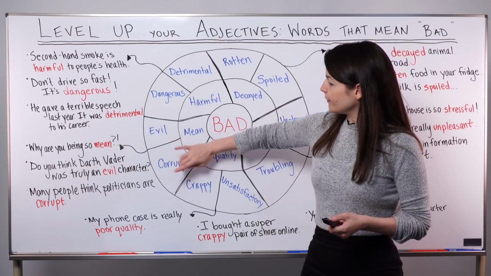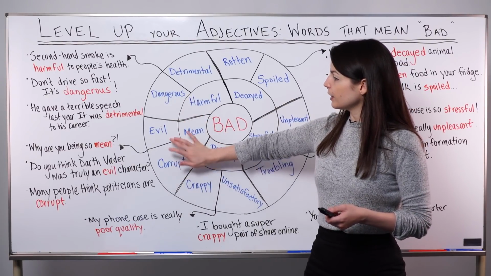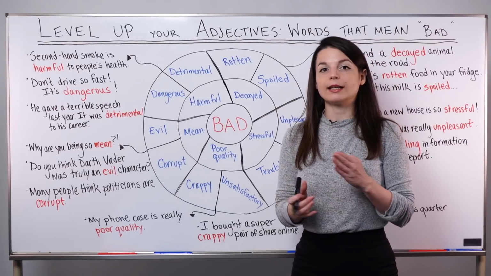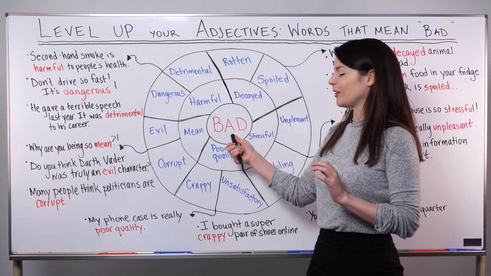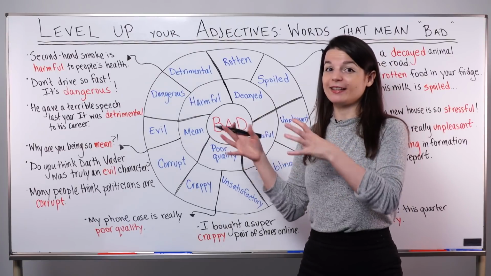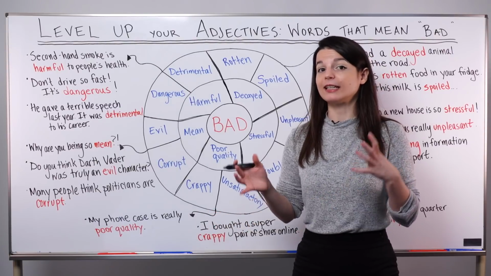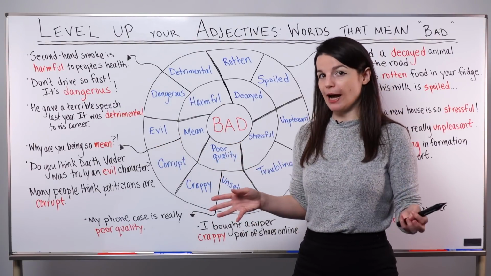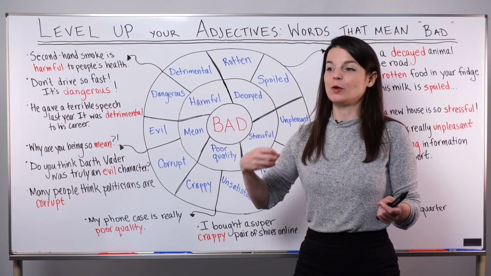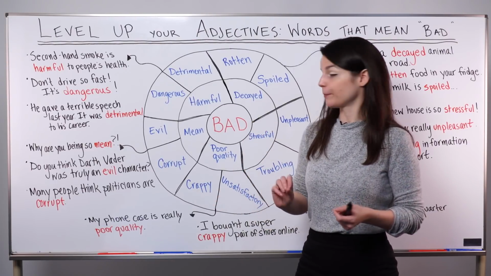After mean, I have these two words, which are evil and corrupt. So evil often refers to characters in stories. So someone who is, we could say, very bad, like the bad guy, or like the villain in a story, is often considered evil. So someone who is evil is like 100% bad. So they want to do mean things or unkind things or terrible things.